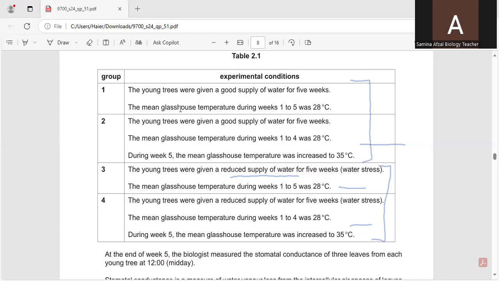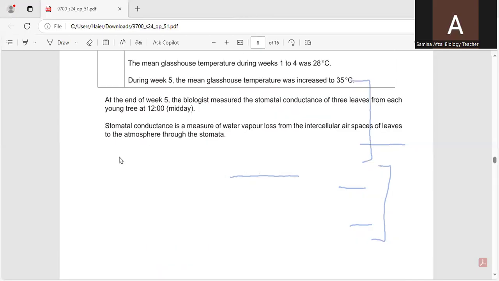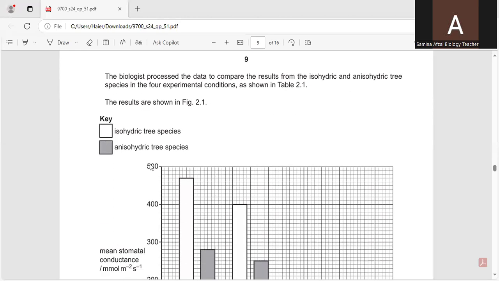Now, at the end of week 5, the biologist measured the stomatal conductance of 3 leaves from each young tree at 12 midday. Stomatal conductance is a measure of water vapor loss from the intercellular air space of leaves to the atmosphere through the stomata. So the evaporation of water through the stomata, or transpiration rate, you can say in other way.